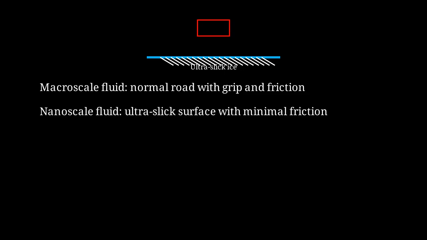In macroscale fluids, it's like the normal road. Molecules at the wall experience friction and stick to the surface. In nanoscale flows with slip, it's like the icy road. Molecules glide past the surface with minimal resistance.